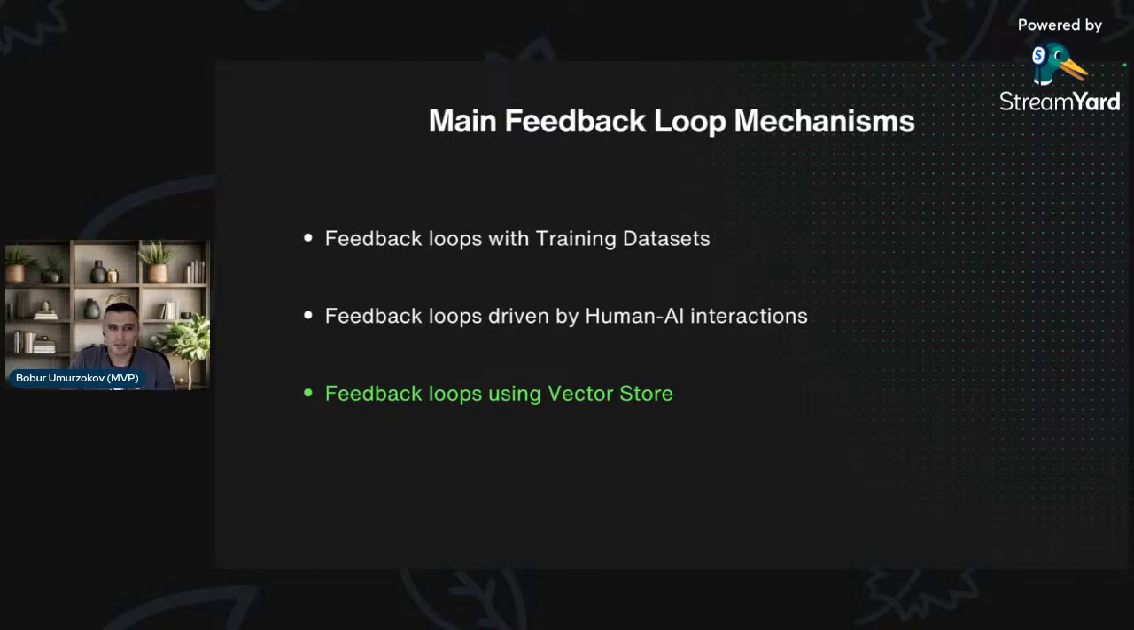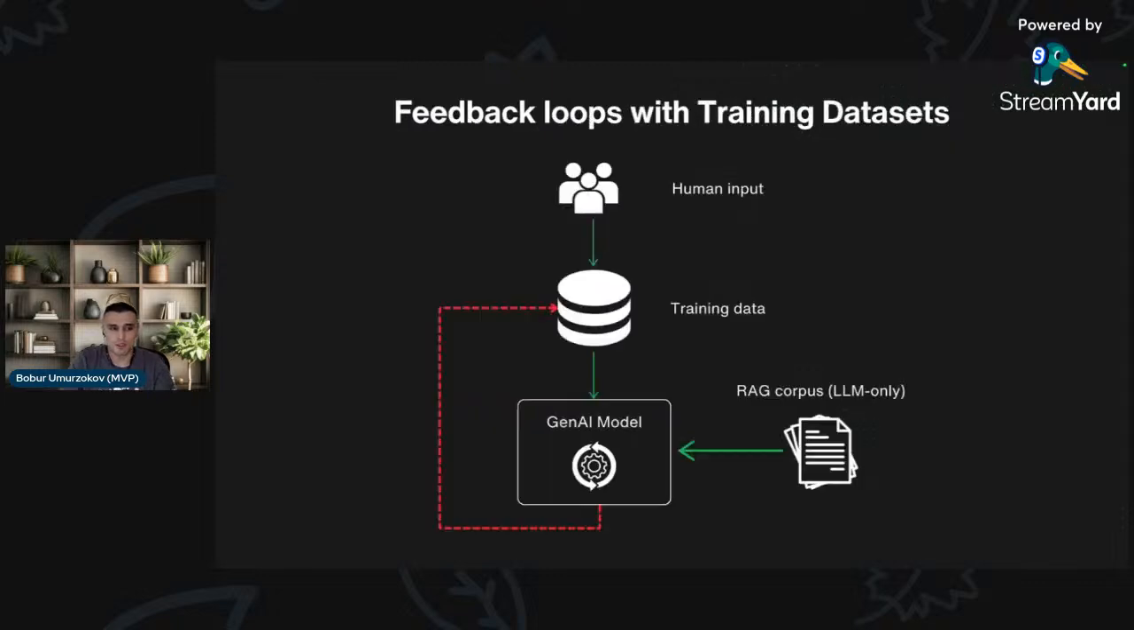So let's revisit the first two mechanisms again, and then we can start with the vector store and how to implement that, so that you can understand how easy it is to apply these feedback loops. Feedback loops with training data sets is quite straightforward.